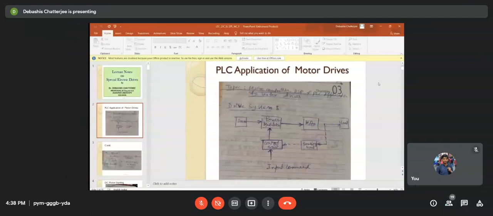Do you have any idea about it? I think last semester your electric drives course was there, is it? I was also one of the persons taking the classes, maybe. So you tell us, what is a drive system actually? Why do we require a drive system at all? For control purpose. For speed, you will control.